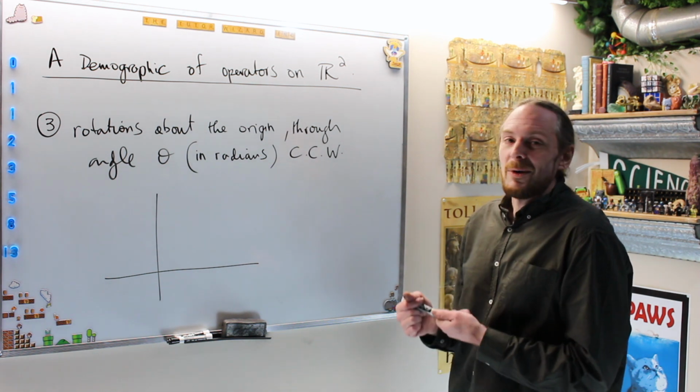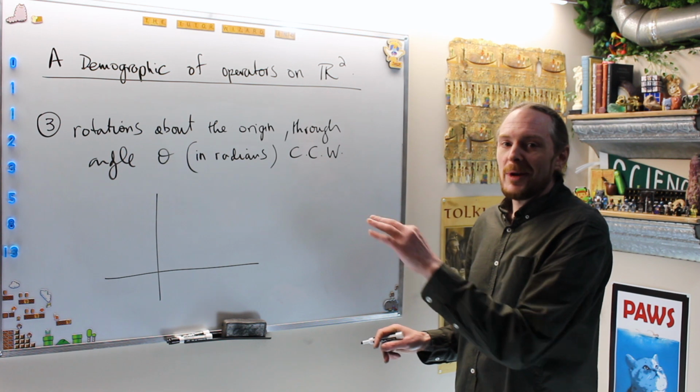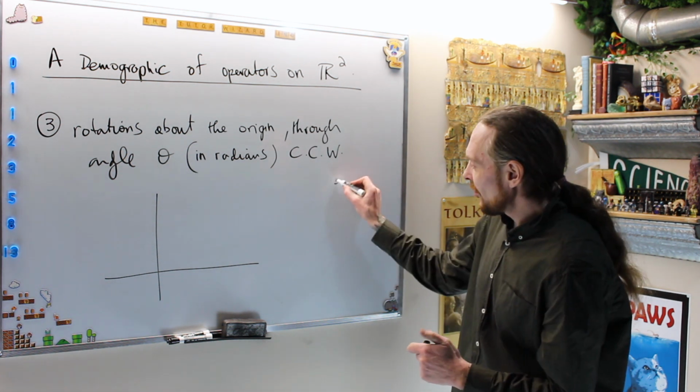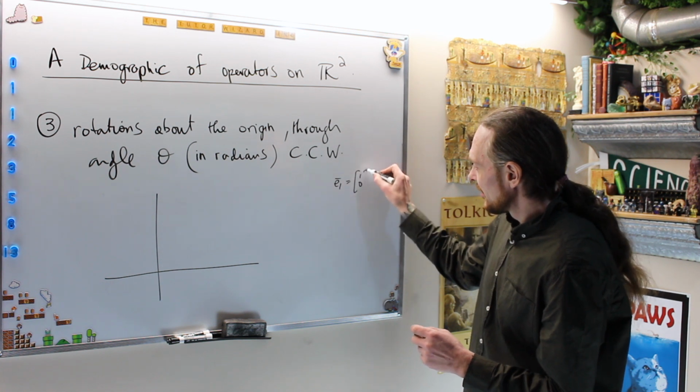Now what am I going to do? I want to switch to the theorem that says I can look at what happens to T algebraically if I look at what happens to the canonical basis vectors, E1 and E2.